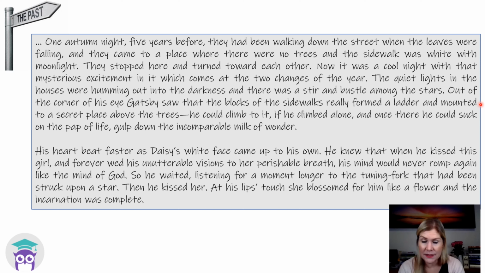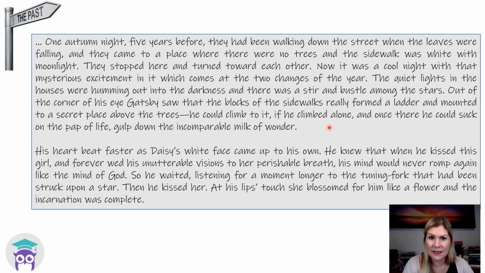He could climb to it, if he climbed alone, and once there, he could suck on the pap of life, gulp down the incomparable milk of wonder. Now, this is a biblical allusion to Jacob's ladder, the idea of climbing the ladder up to heaven. And in this moment, it's the sidewalk where he's walking with Daisy. So this path with Daisy is forming a ladder up to heaven amongst the trees. And what's up there? When he's up there, he can suck on the pap of life, gulp down the incomparable milk of wonder, i.e. he can get what he wants.